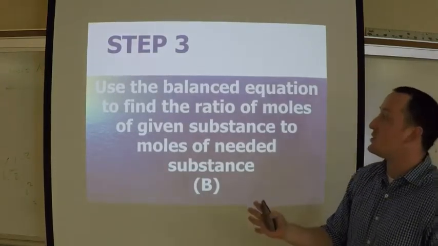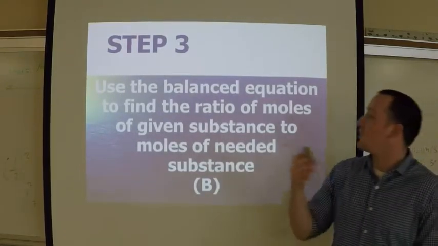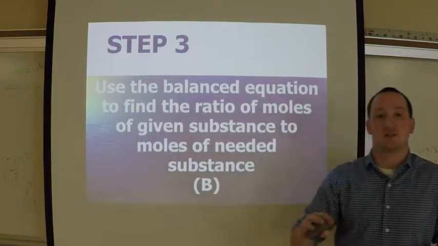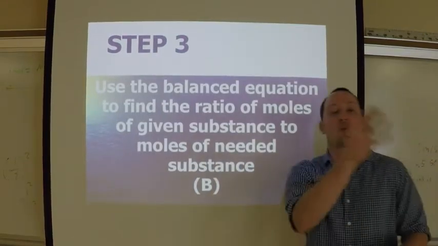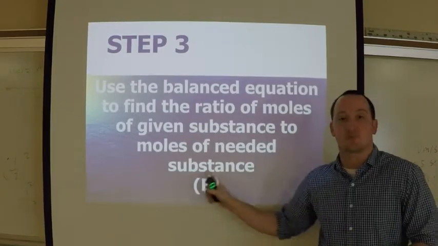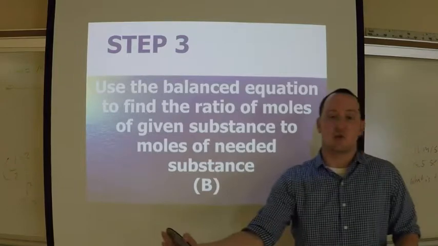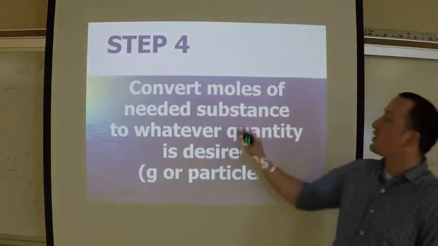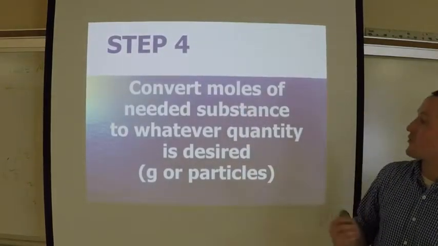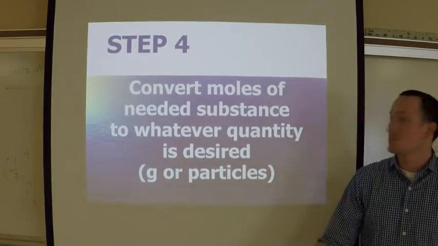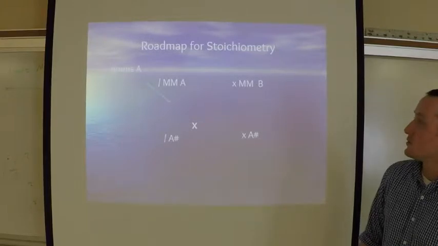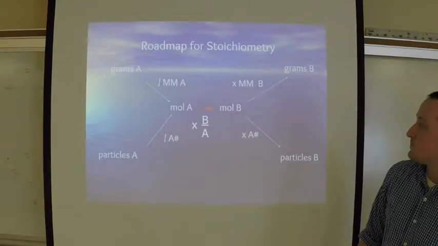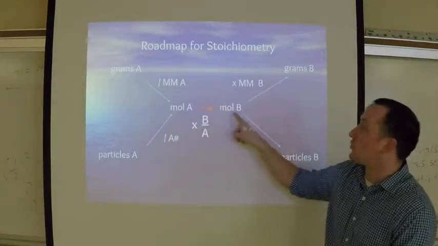Then we're going to use the balanced equation to find the ratio of moles of the given substance, which will be given to us in the problem, that's why it's called the given, to moles of our needed substance. The needed substance is what we're going to be asked for. The thing that we are asked for in our chemical equation, we're going to label that substance B. So A is what we're given, B is what we're asked for. Then we're going to convert moles of our needed substance to whatever quantity is desired. So again, here's this mole map. We now have a conversion to go from moles of A to moles of B.